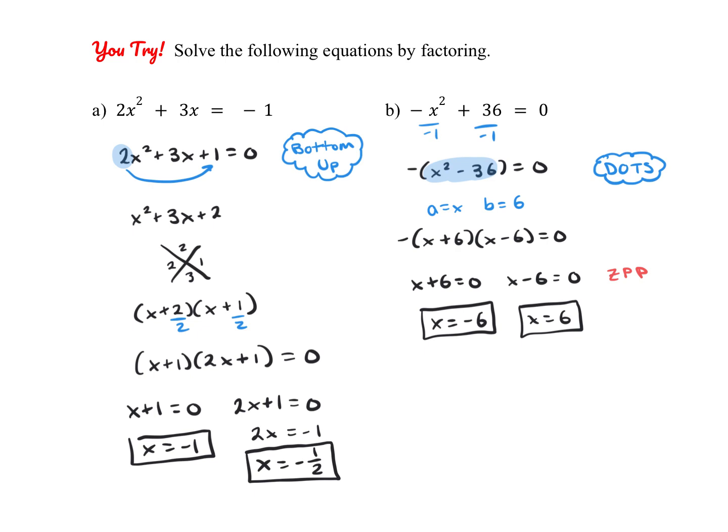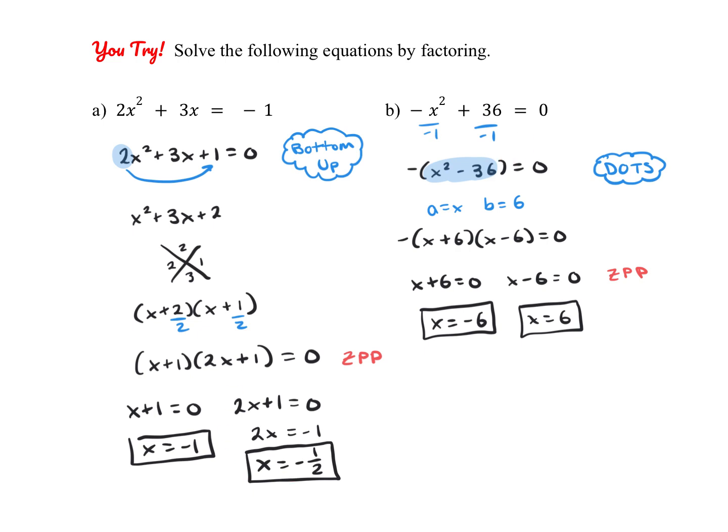All right, go ahead and check your work. So for part A, make sure you set your equation equal to 0 first, and then hopefully you notice that this would be a bottom-up scenario because that a value is greater than 1. So here's my process. You'll see in this process, I did not set my equation equal to 0 because this is not equal to my equation. It's just part of the process. But once I have my factors, (x + 1) times (2x + 1), I then set that equal to 0. And then from there, I have my zero product property, and I set each factor equal to 0 separately.